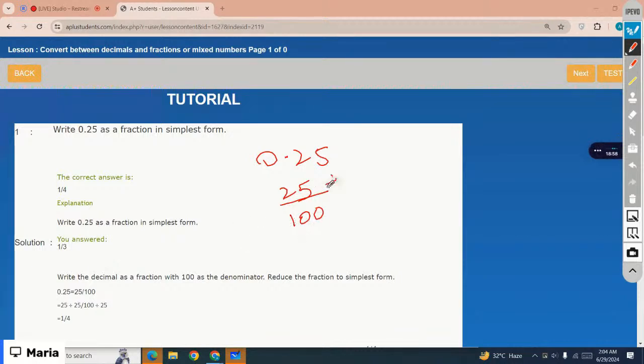Now you have to divide both numerator and denominator by the greatest common number that can divide both numerator and denominator. So that is 25. 25 divided by 25 is 1, and 100 divided by 25 is 4. So that is 1 over 4. That's how we write a decimal number as a fraction. 0.25 equals 1 by 4.